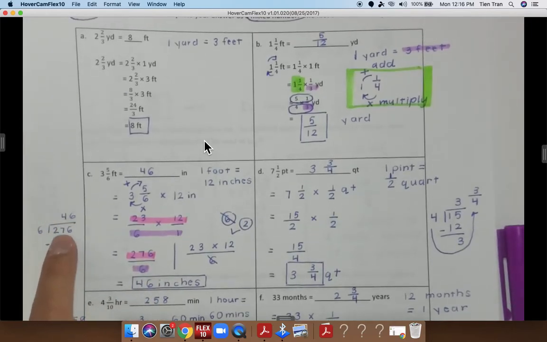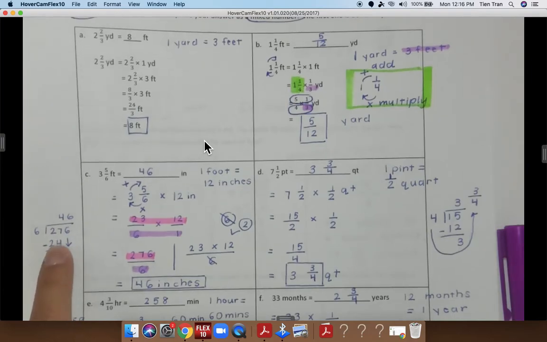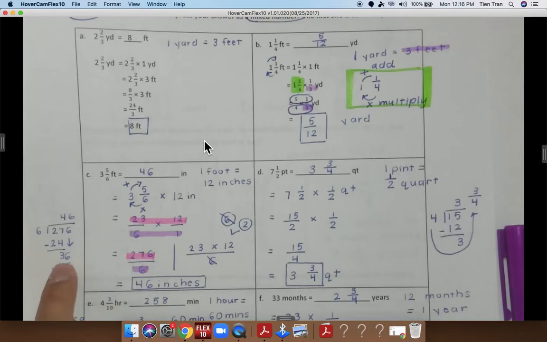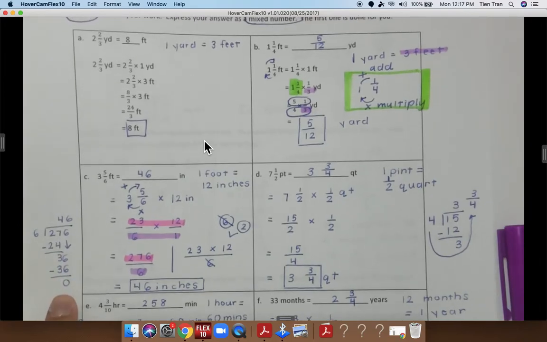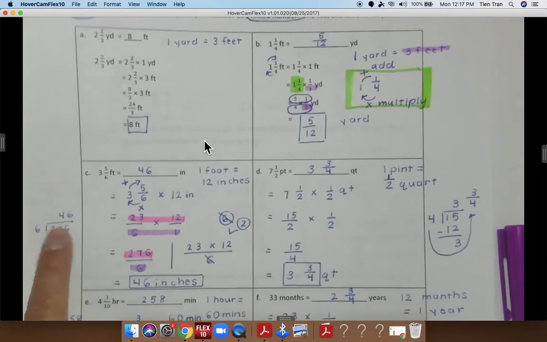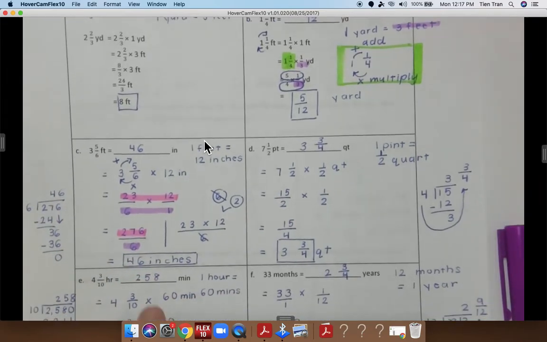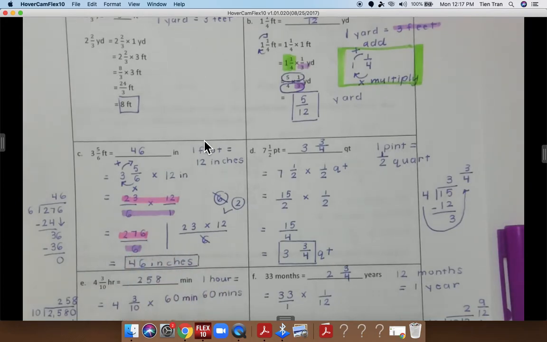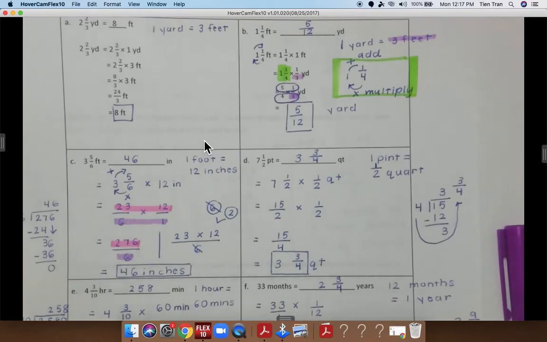6 goes into 27 4 times. 27 minus 24 is 3. Bring down your 6. 6 can go into 36. 6 times 6 is equal to 36. So 36 minus 36 is equal to 0. You get your answer is 46 inches. So again, there are two ways to solve for that. You can choose either or. I put a little separate mark so you can use whichever method you prefer.